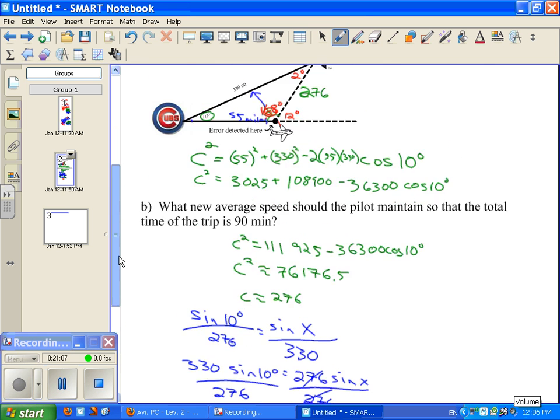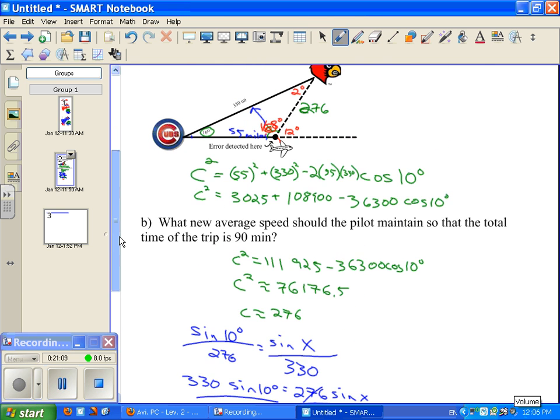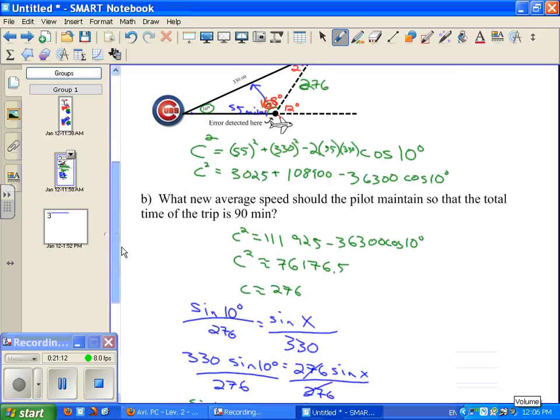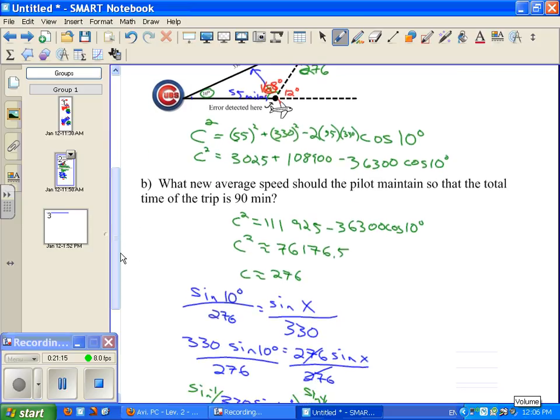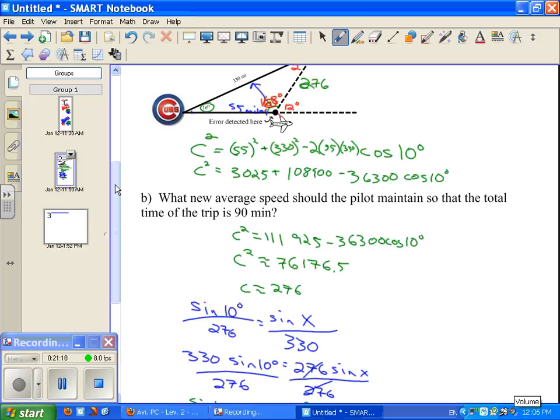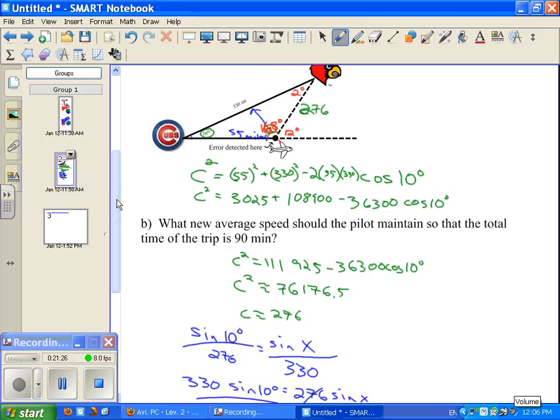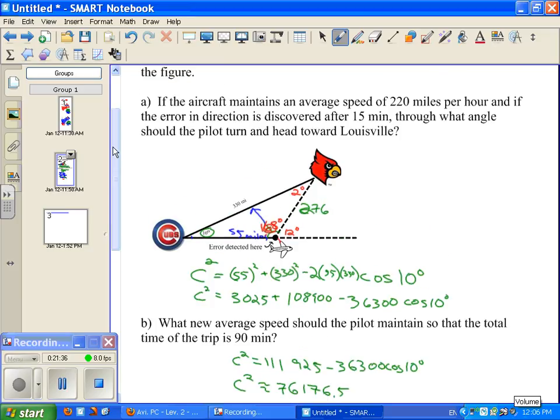Okay, which is the next question. Oh, I guess not. I thought I had a part A and a B for that. Oh, I did. I just did my work down here for B. So part B, it says, what new average speed should the pilot maintain so that the total time of the trip is still 90 minutes? Okay, so how am I going to figure that one out? How far did they actually have to travel? Well, 55 miles already took them 15 minutes. So then we subtract the 15 minutes from the 90. Okay, so I really only want to go 75 minutes, and how long do I have to go for that? 276. Okay, so that's what we need to figure out.